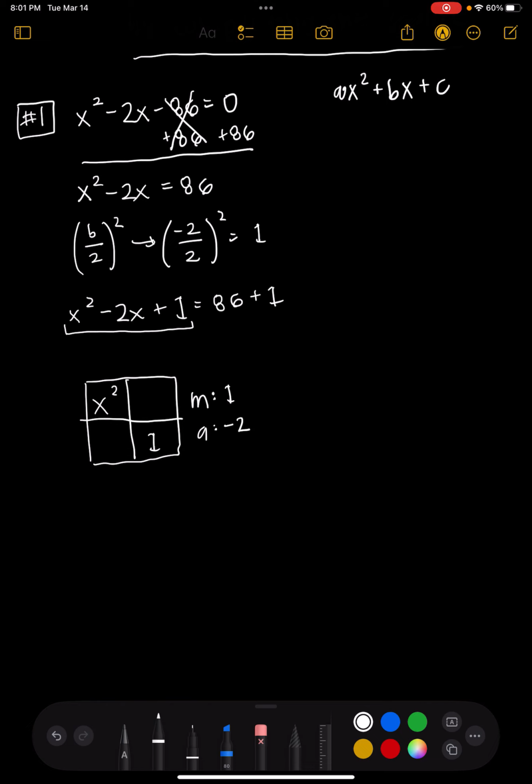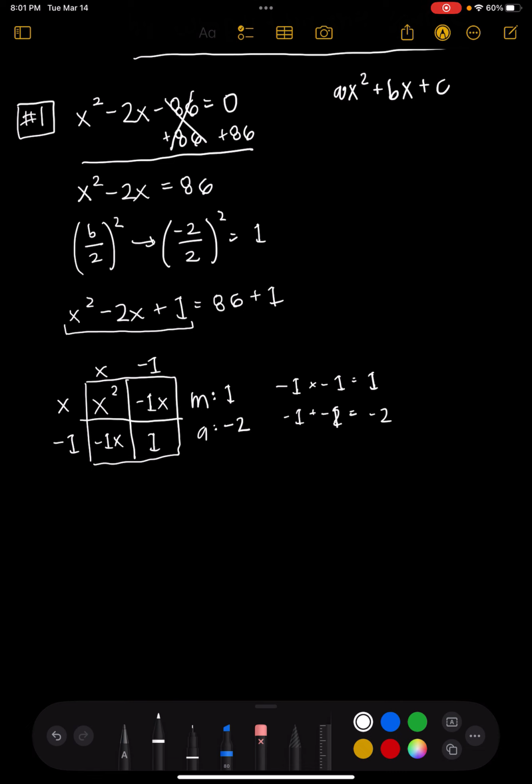So the only things that multiply to be 1 are 1 and 1. 1 times 1 is 1. But in order to get it to add to be negative 2, they both need to be negative. So negative 1 times negative 1 is equal to a positive 1, and a negative 1 plus a negative 1 is equal to a negative 2. So both of these have to be a negative 1x that we put in these other boxes, which means that my factors, or what we have in common, would end up being x minus 1 and x minus 1.